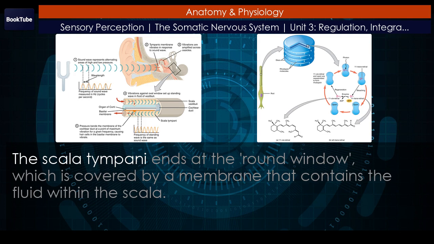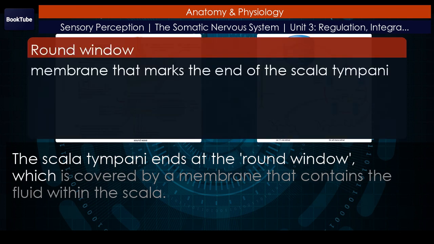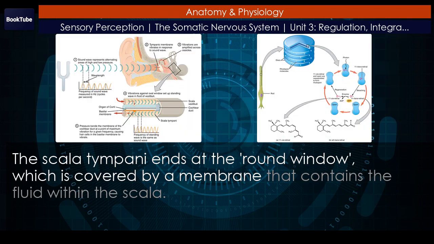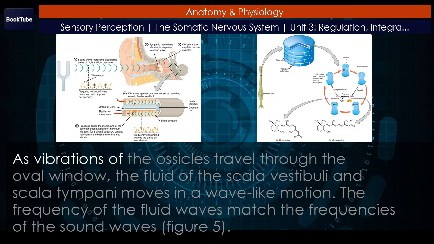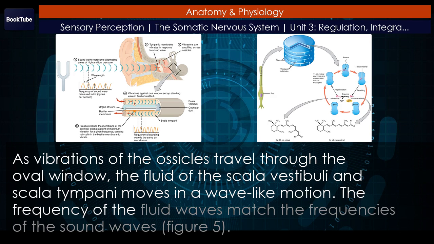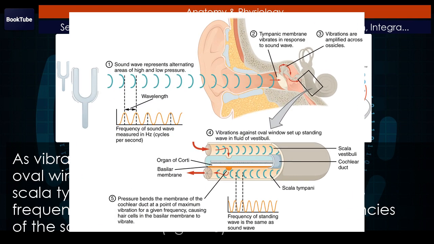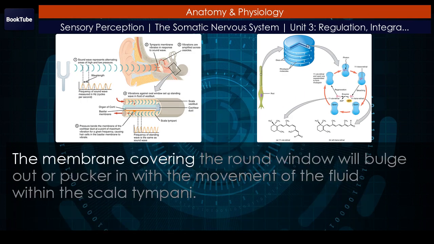The scala tympani ends at the round window, which is covered by a membrane that contains the fluid within the scala. As vibrations of the ossicles travel through the oval window, the fluid of the scala vestibuli and scala tympani moves in a wave-like motion. The frequency of the fluid waves match the frequencies of the sound waves. Figure 5. The membrane covering the round window will bulge out or pucker in with the movement of the fluid.